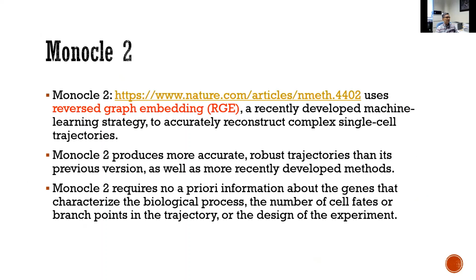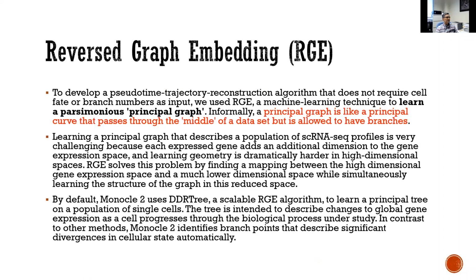Monocle then published version 2 a couple years later, and they changed the algorithm. And they use the so-called reversed graph embedding to do the reconstruction of complex single-cell trajectory. And claims that it produces more accurate and robust trajectories than its previous version. And they require no prior information as before. And so that's some description of the reverse graph embedding.